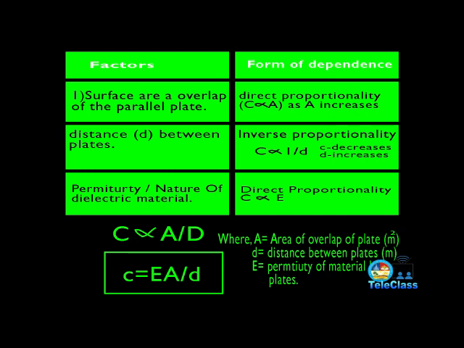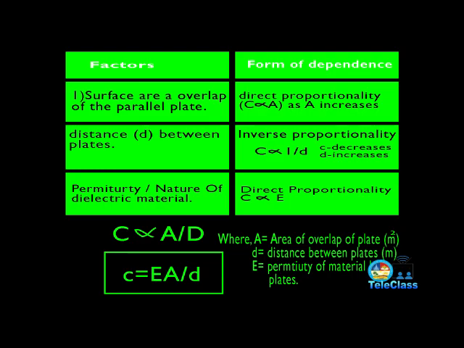Now, removing the sign of proportionality, we now have C equal to epsilon, written like ε, times A all over D. That epsilon is a constant known as the permittivity of the material between the plates. So permittivity of the material between the plates is that third factor that talks about permittivity or nature of the dielectric. A is the area and D is the distance. Of course, the units are all there. Area is in meter squared, distance D is in meter, and the permittivity also has its unit.